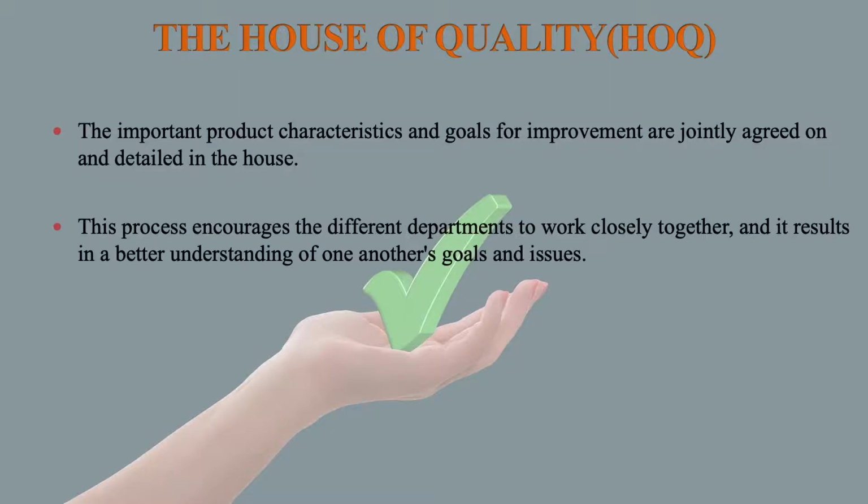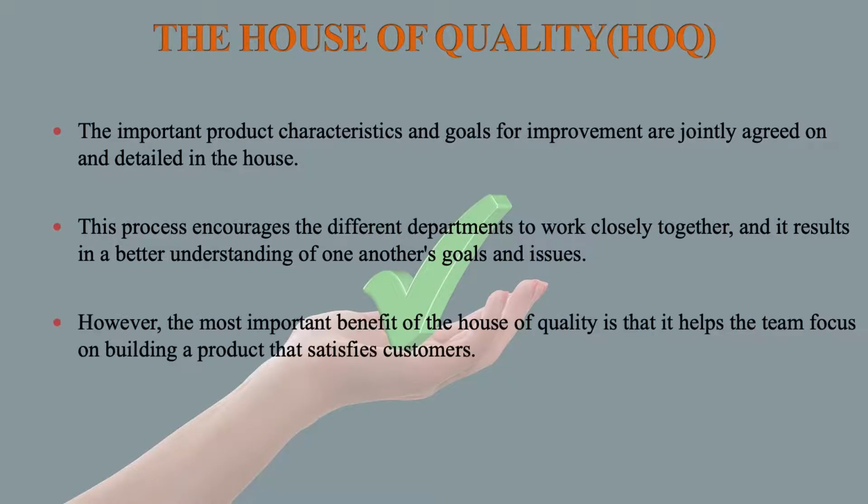This process encourages the different departments to work closely together, and it results in a better understanding of one another's goals and issues. However, the most important benefit of the House of Quality is that it helps the team focus on building a product that satisfies the customer. So the importance of the House of Quality is to bring the customer requirements into the product, so that the customers will be satisfied.